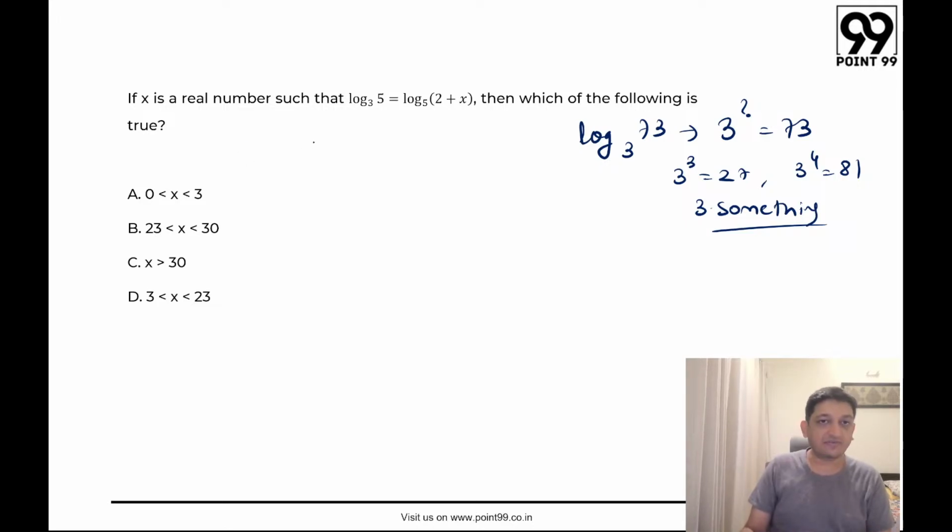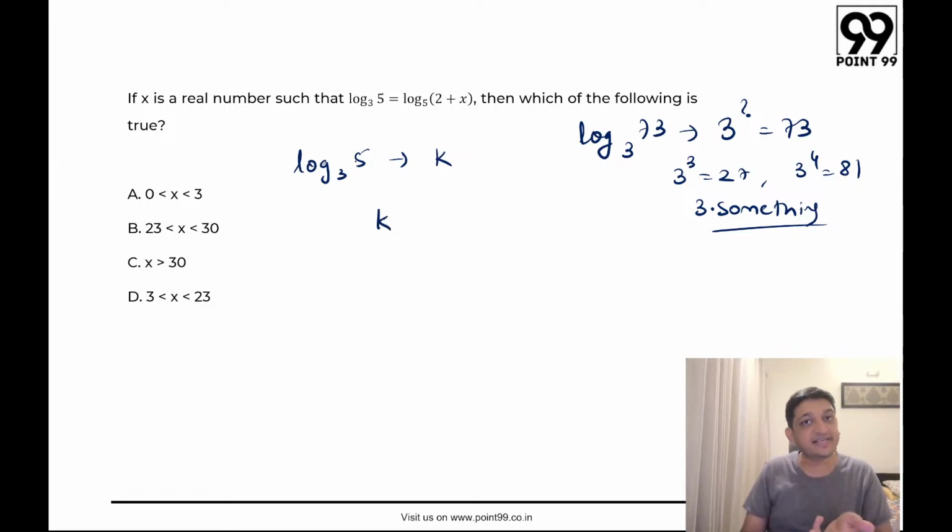Alright, so let's start with the solution here for this question. Log of 5 to the base 3 is what we have, right? Let's say the answer to this is k. Now k will definitely be greater than 1 because 3 raised to 1 is 3 itself, but 3 square is 9, so k has to be less than 2. This is basically something that will crack the question: 1 less than k less than 2.